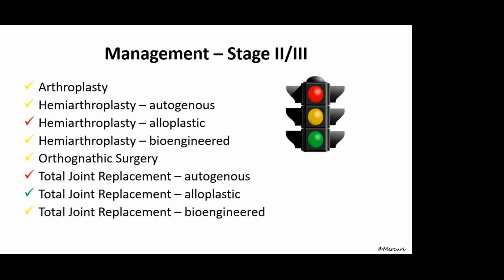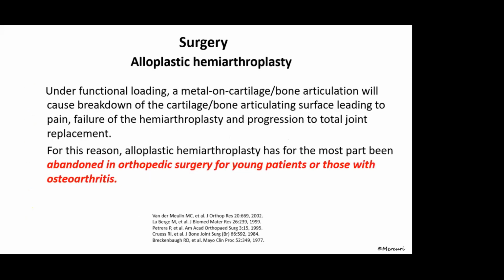Total joint replacement with autogenous tissue seems to be inappropriate because we're now taking a joint that doesn't like bone and we're adding bone to it. So I think total joint replacement with a costochondral graft in low inflammatory arthritic disease, certainly in high inflammatory arthritic disease, is not indicated. Total joint replacement with an alloplast is certainly an option. So let's look at some of these cases.